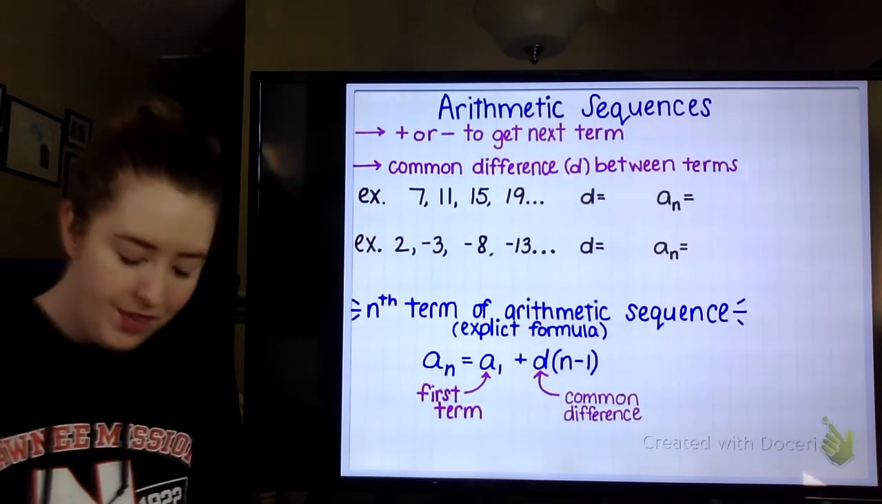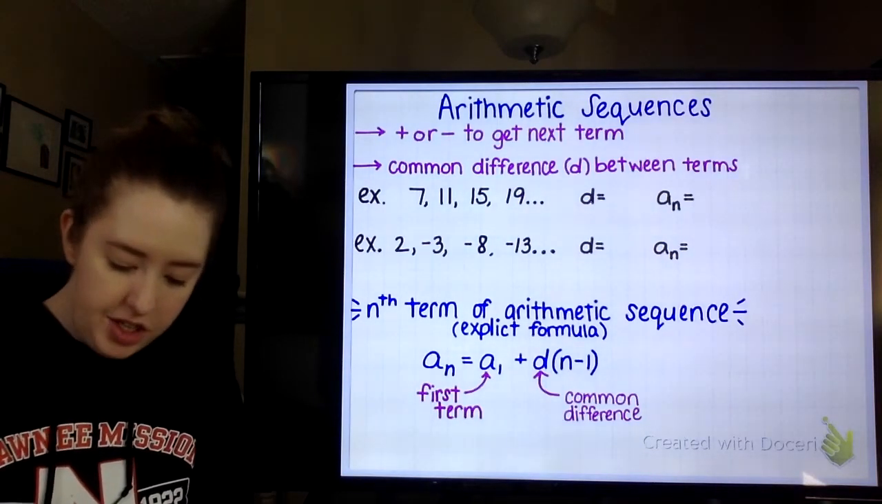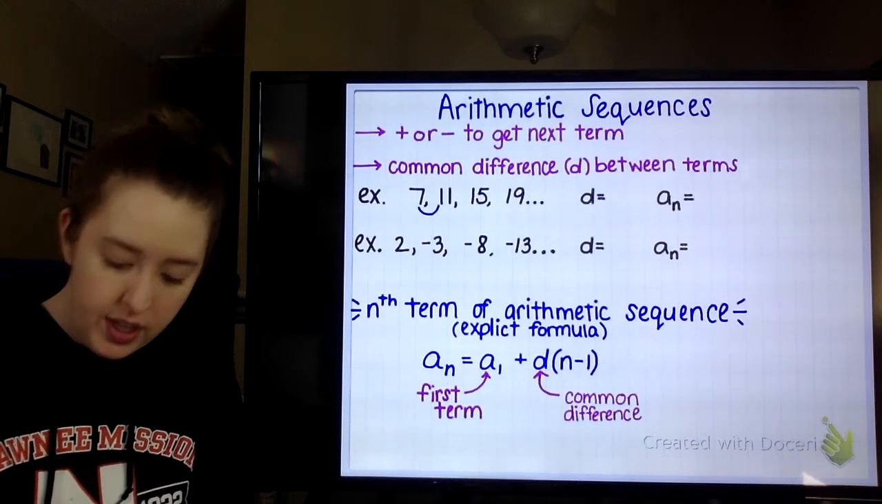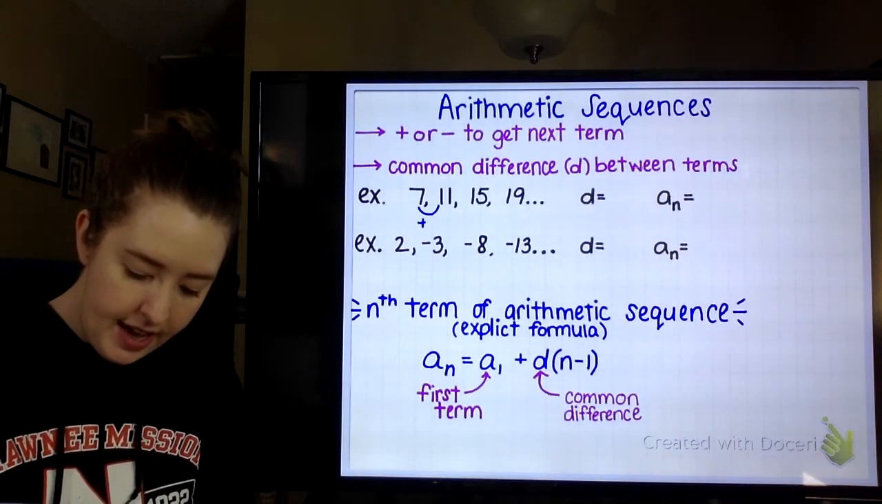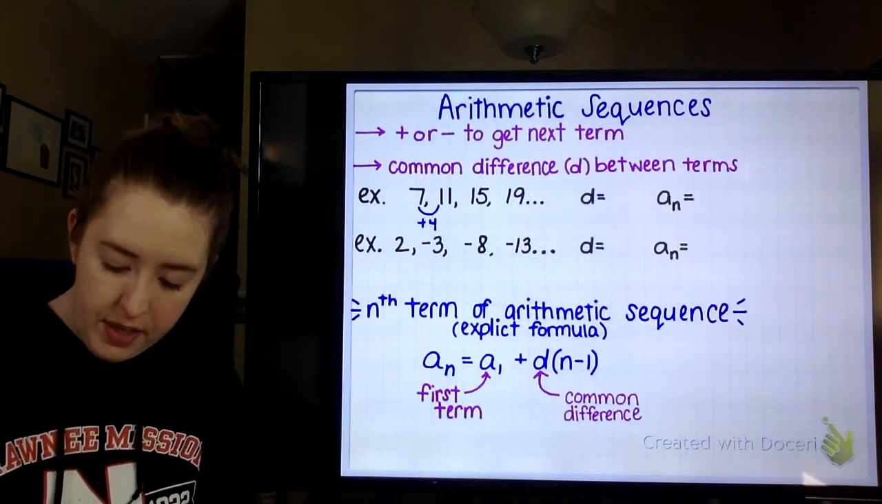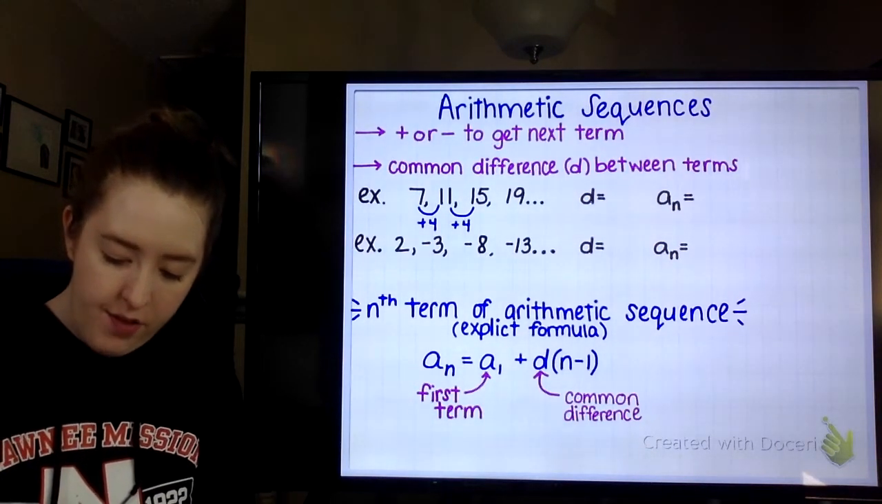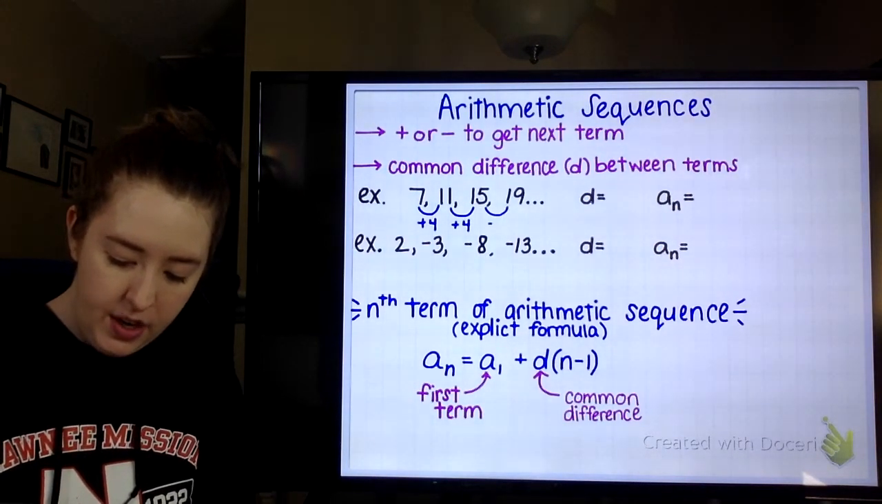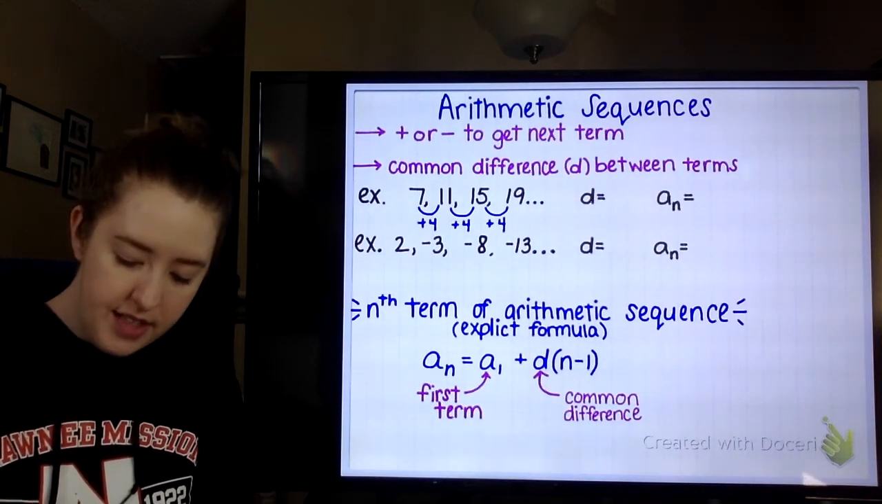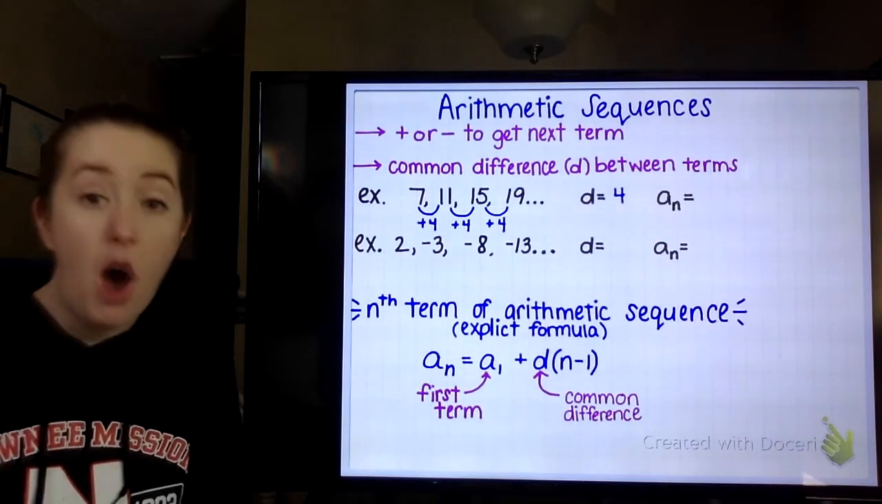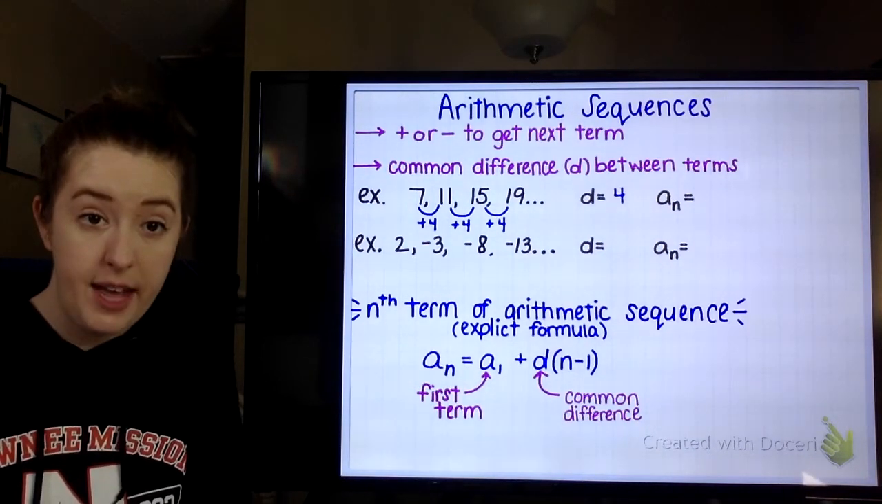If we notice, from 7 to 11, we added 4. From 11 to 15, we added 4. And from 15 to 19, we added 4. So that means that 4 is my common difference, okay?